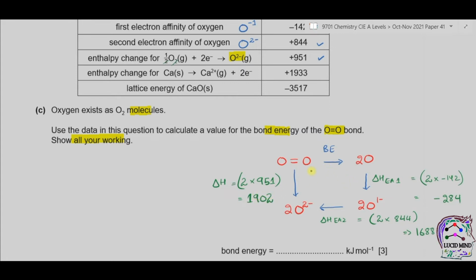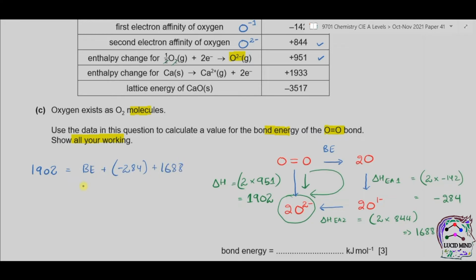Now from this cycle we can see that we have started from this point, then moved till this point. So these are the 3 steps that are involved, and this is the single step. According to Hess's law, one step is equal to the several steps if the product is the same. So now we can use Hess's law to write an equation. 1902, which is a single step, will be equal to the sum of these 3 steps: bond energy plus this value plus this value.